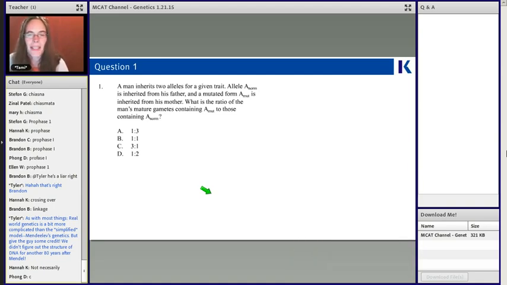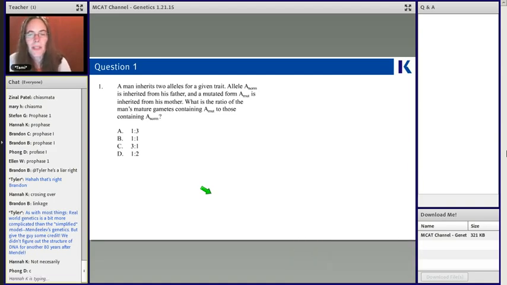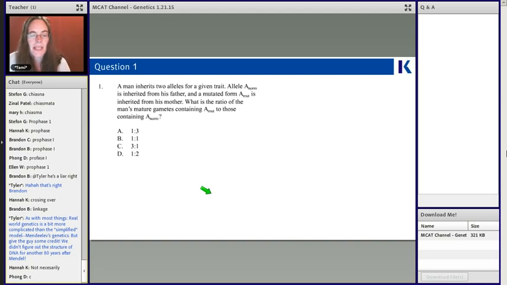Now, let's look at this. A man inherits two alleles for a given trait. Allele A, the normal allele, is inherited from his father, and the mutated allele A is inherited from his mother. What is the ratio of the man's mature gametes containing the mutated to those containing the normal? So we know that this is going to be a ratio. Here's the easiest way to do this.